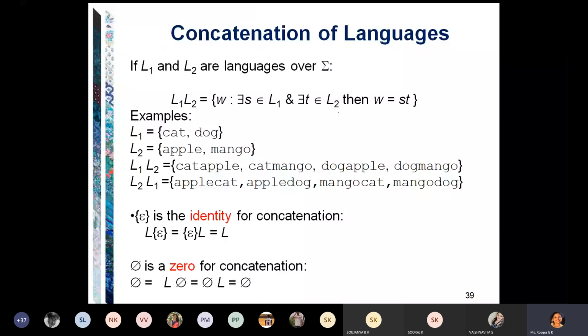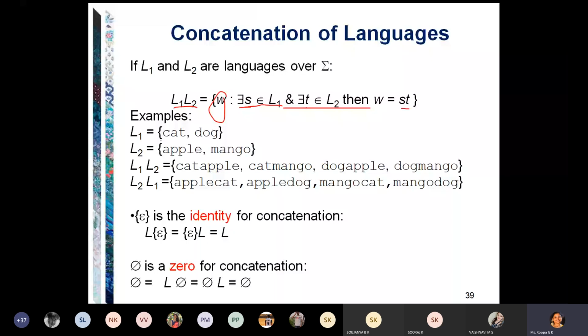Concatenation, I think it is easy to understand now because concatenation of strings you already know. So this is the formal definition. The concatenation of L1 and L2 is equal to a string W, where there exists S belonging to L1. Now consider two strings on L1 as well as L2. String S belongs to L1, string T belongs to L2. Then W is given by S T. S is for L1, T is for L2. Directly we'll see the example.